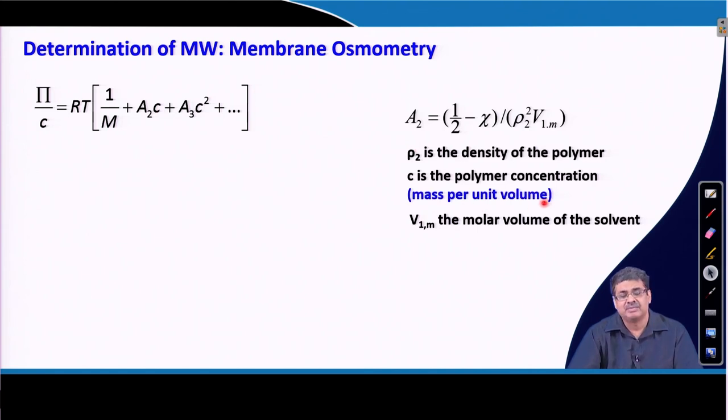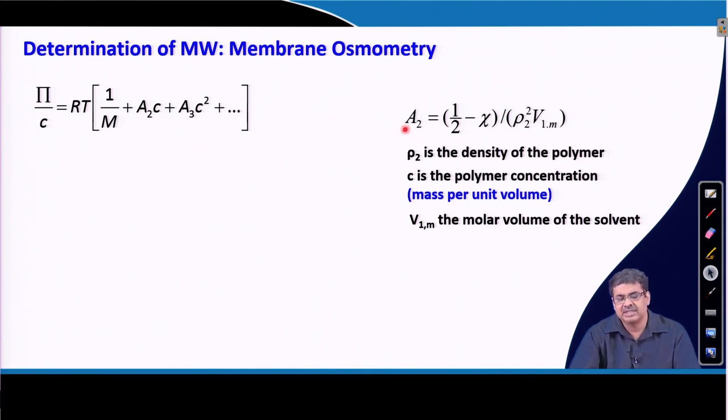mass per unit volume. Generally, when you talk about concentration, we talk about moles per liter or moles per volume, but because we do not know the molecular weight itself, we are trying to find out the molecular weight, we will always express this concentration in terms of mass per unit volume. So, it is basically a mass concentration, not a mole concentration or number concentration. Please note, this is very important: when you are talking about polymer solutions and related properties, we are talking about mass per unit volume.